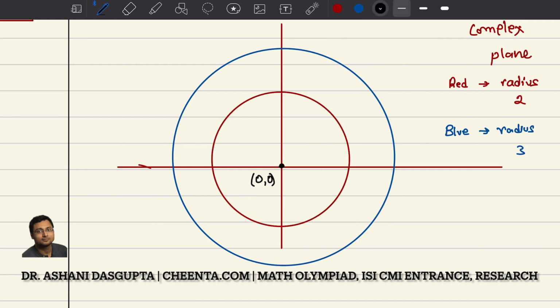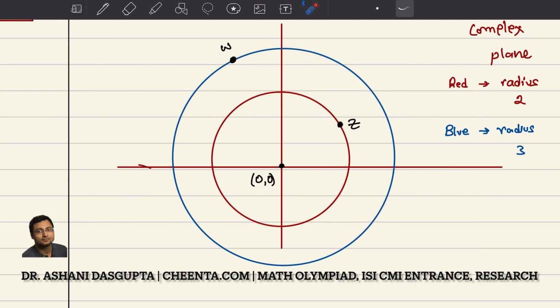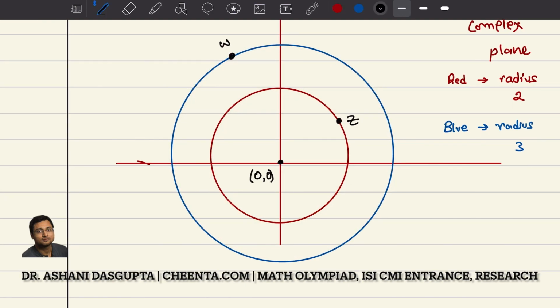Now we choose 2 points Z and W. Z is on the red circle and W is on the blue circle. It's given that this angle is 60 degrees.